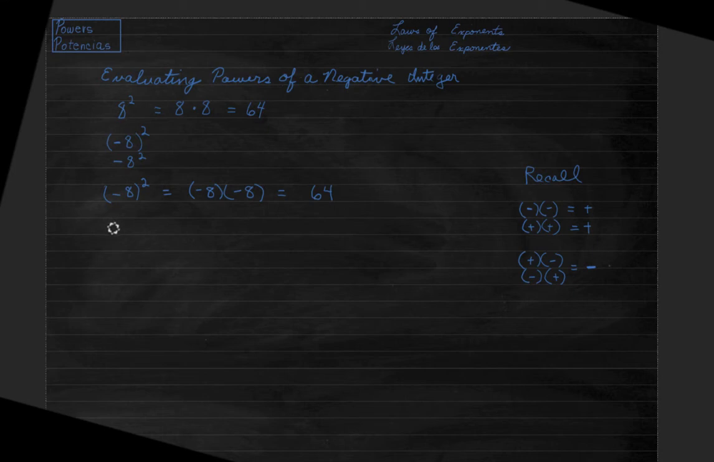Let's look at another example. Here I have a negative 5 raised to the third power. So here in expanded form, I write negative 5 times negative 5 times negative 5. And if I were to multiply negative 5 times negative 5, I will get a positive 25 because I have two negatives. But now this positive 25 needs to be multiplied with a negative 5, the last negative 5.